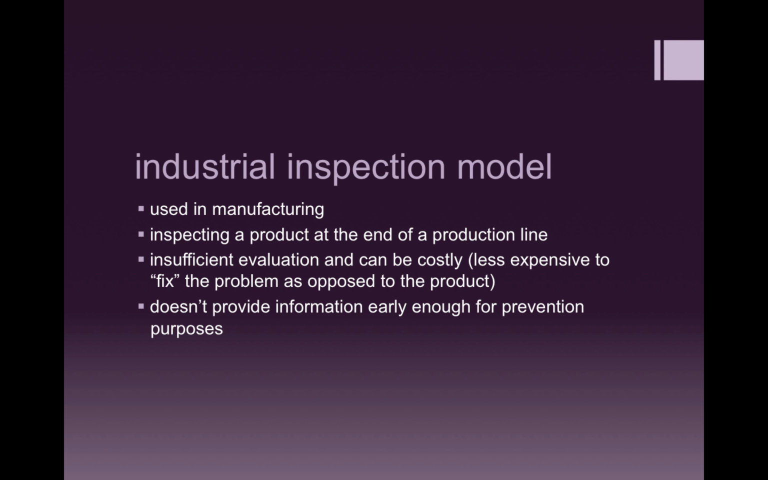So it doesn't provide enough information to do prevention, which would be much less expensive, and manufacturers soon realized that and changed the way that they conducted evaluation based upon this information. However, you do still see this happening, particularly with very small companies, or even people making products in their home and selling them on the internet.